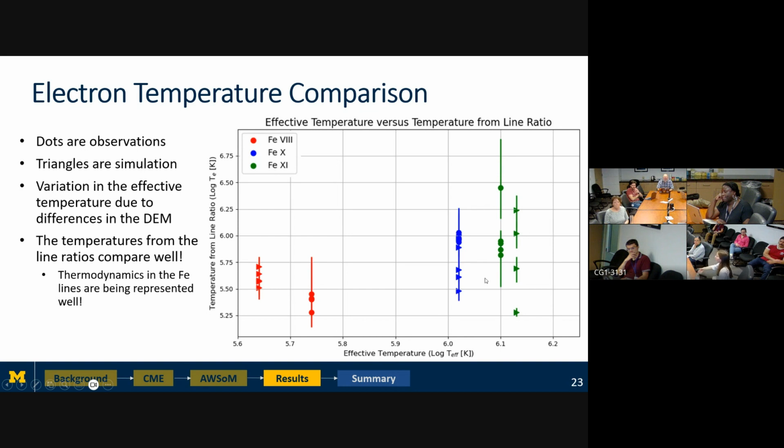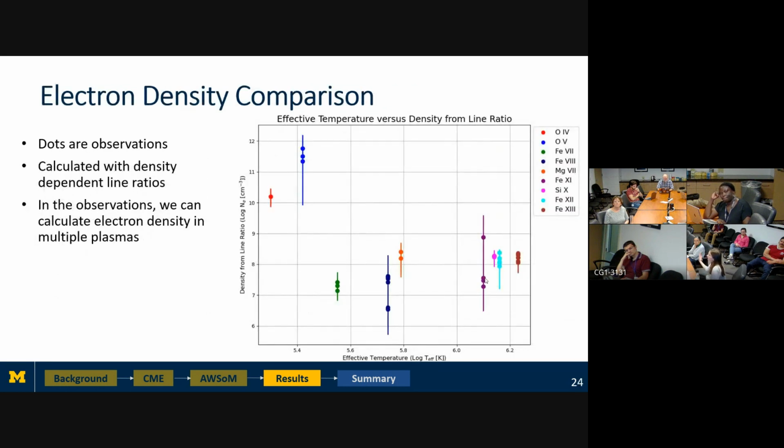So that means that the thermodynamics driving these iron spectral lines and the temperatures that form them is being represented well in the transition region and in the corona. Even if the coronal material is being pushed out slightly more, the temperatures still look good. So we can continue with the electron density.